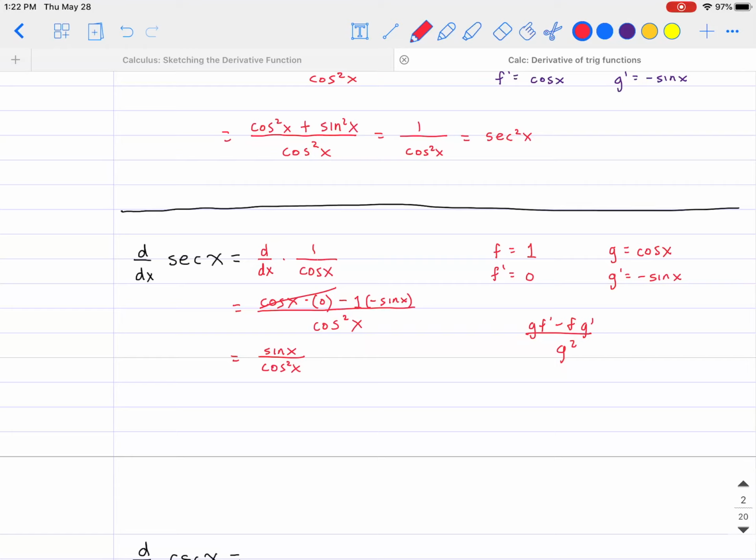And to make this into a form that's a little bit more applicable for future references, we're going to go ahead and write this as the following. Sine of x over the cosine of x, multiplied by 1 over cosine of x. And sine over cosine, that is going to be the same thing as tangent of x. Whereas 1 over cosine of x, that is supposed to be equal to secant of x. So this would then be its derivative.